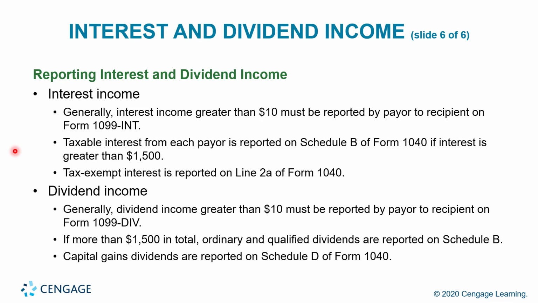And so the dividend income is reported on the 1099 DIV. Generally, dividend income greater than $10 must be reported by a payer to a recipient on Form 1099 DIV. If more than $1,500 in total ordinary qualified dividends, they are reported on Schedule B. Capital gains dividends are reported on Schedule D of your Form 1040.